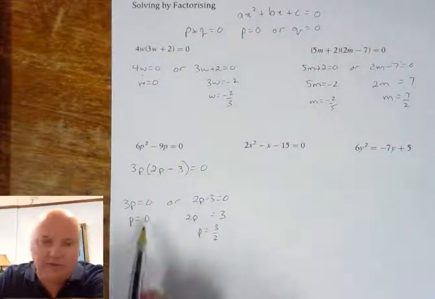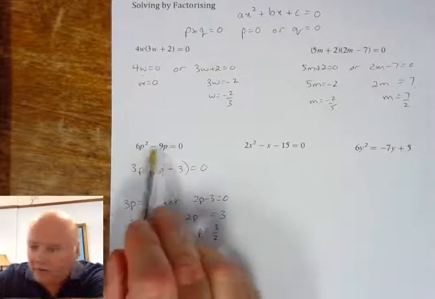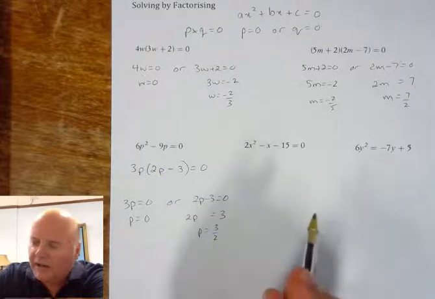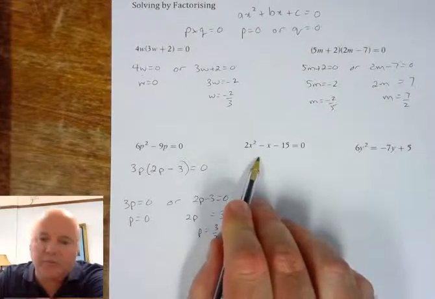Now, you can always check the 0: putting 0 in here, 6 times 0 squared minus 9 times 0 is 0, which equals 0. You can check the 3 on 2 as well, but you would probably use a calculator. Now this is one that's a little bit harder to factorise. I probably should have put an easier quadratic to factorise, but we've done an awful lot of those.